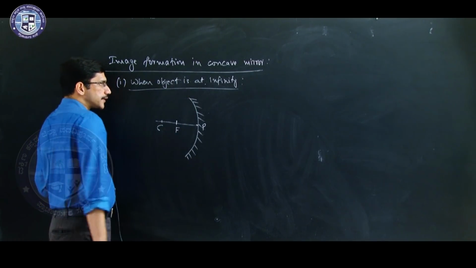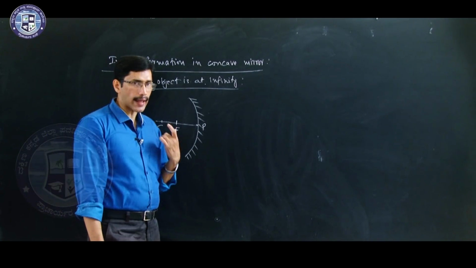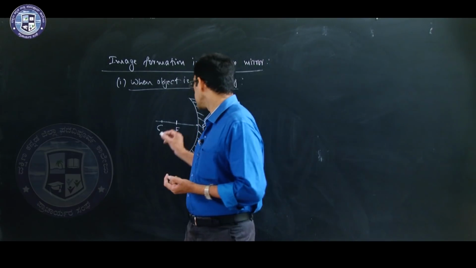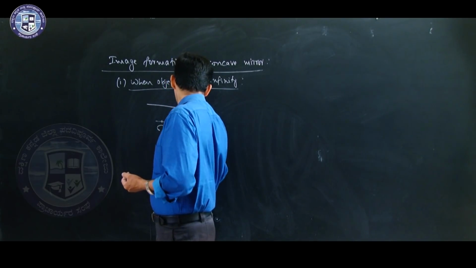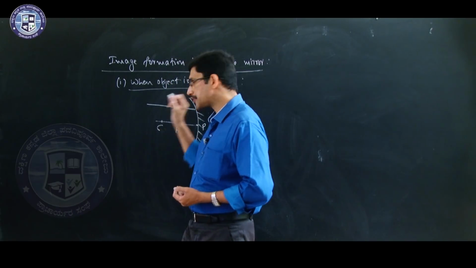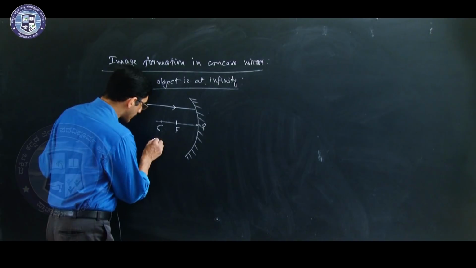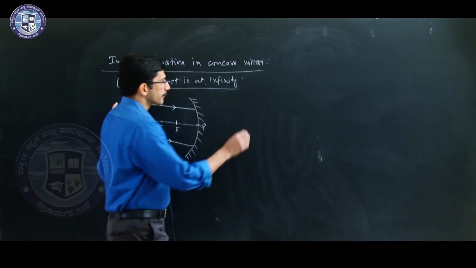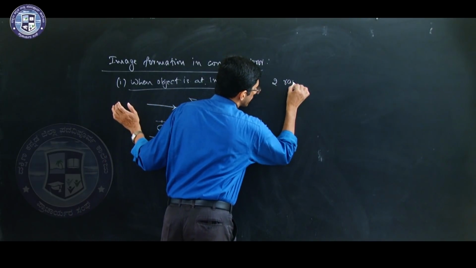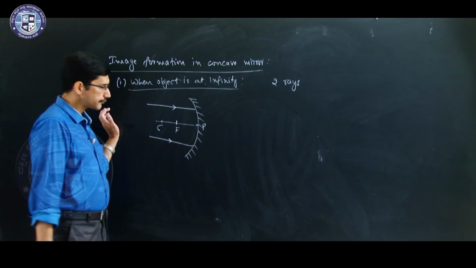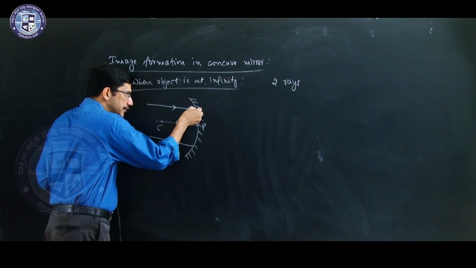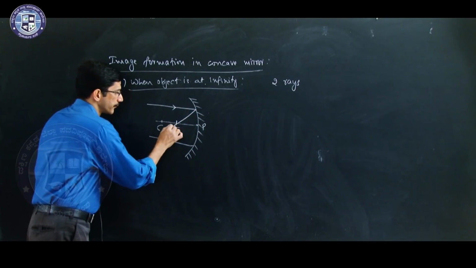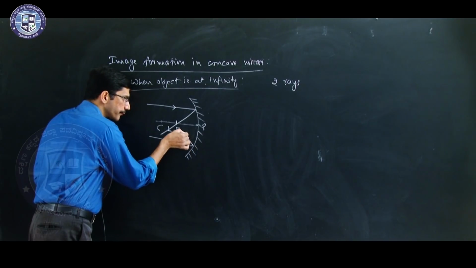Now, the object is at infinity, and as you know, whenever the object is at infinity, the rays are parallel to each other. So, this ray is parallel to the principal axis, and I will consider one more ray that is also parallel to the principal axis. You know that a minimum of 2 rays are required for the image formation, and the ray which is parallel to the principal axis passes through the focus.